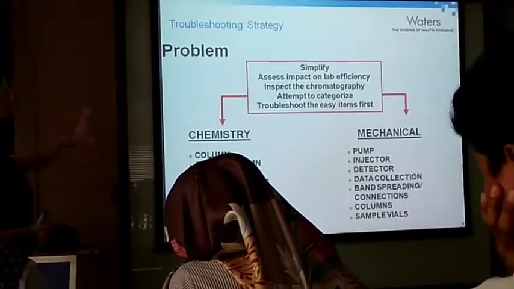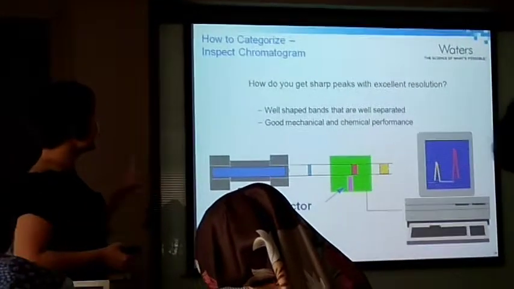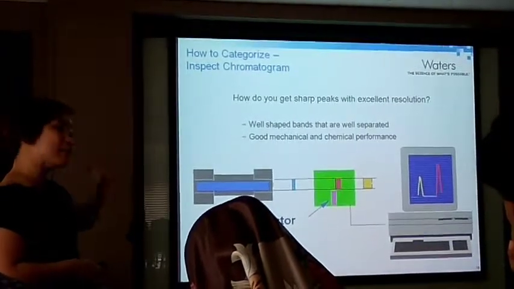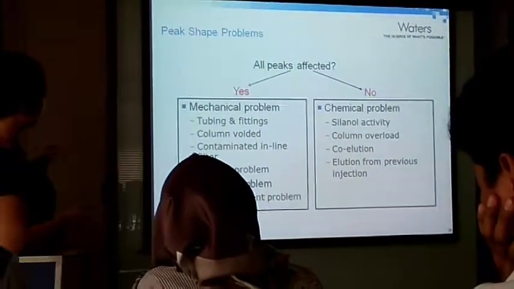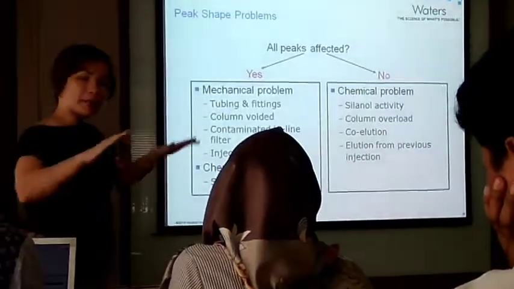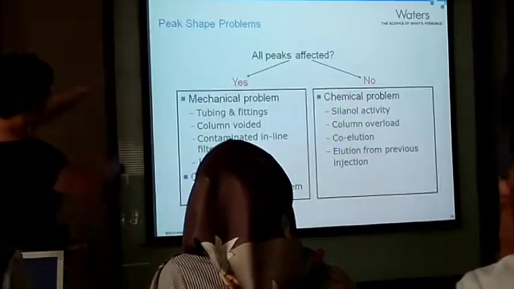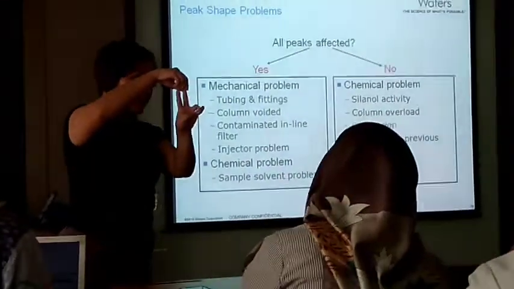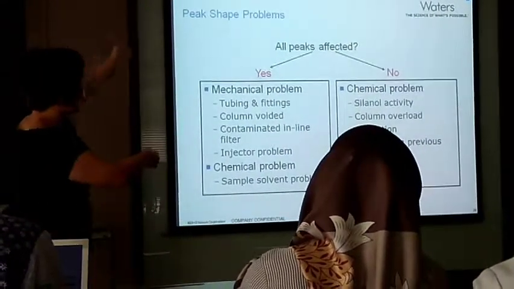So how do you differentiate? First thing you should ask yourself, when you inspect the chromatogram, are you getting good peaks for all your peaks? If yes, that means you have a fantastic system and a good column. But the next question is, is all your peak affected? Say you have 4 peaks. If all the peaks are affected, the answer will be yes. If you have 4 peaks and only 1 peak has a problem, like a split peak, then it will be no, not all the peaks are affected.